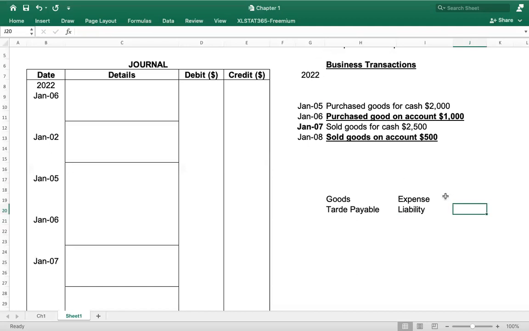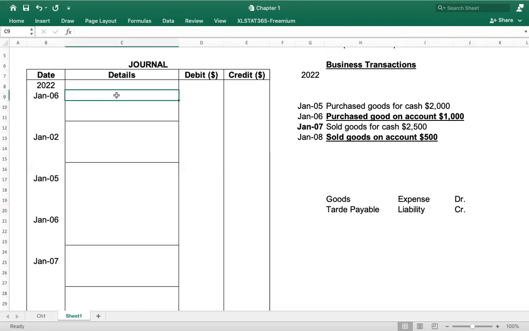Great work. Now tell me which is increasing, which is decreasing. So goods is increasing, so the expense is increasing. Increase in expense, debit. Is the liability increasing or decreasing? Increasing. Good, because earlier you owed nothing. Before purchase, you owe nothing to the supplier, but now you owe money to the supplier, na? So credit. Increase in liability, credit.